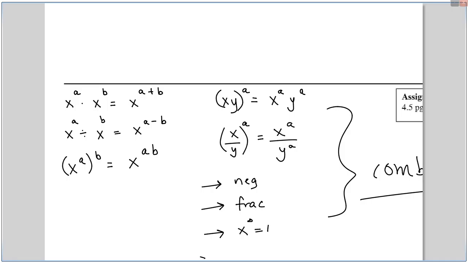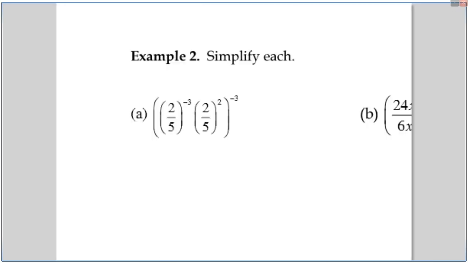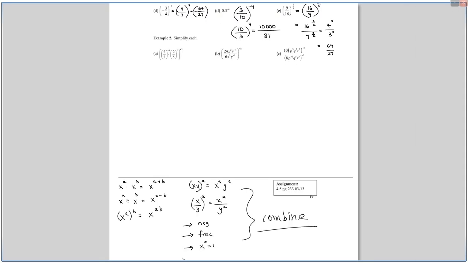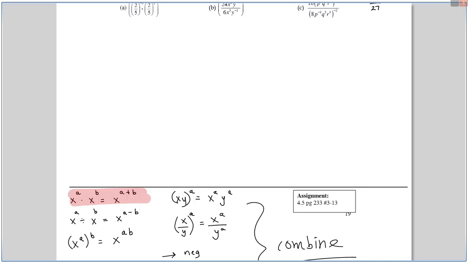Okay. So 12 after 11. We got to get moving here so you have time for homework. Okay, here we go. What's going on with this one? What is this? Multiplication, division, power of a power. Oh, there's a multiplication in there. So which one do I use? This one, right?